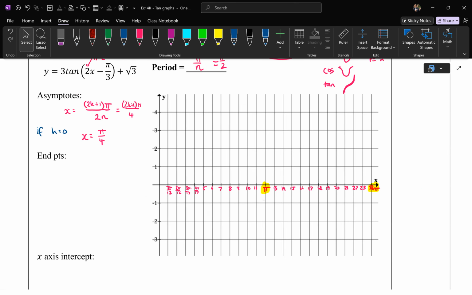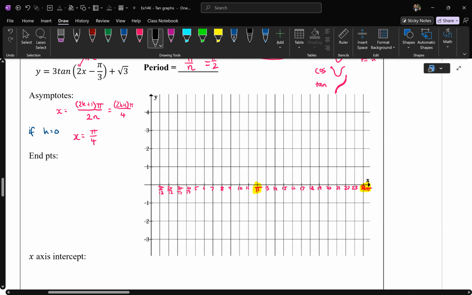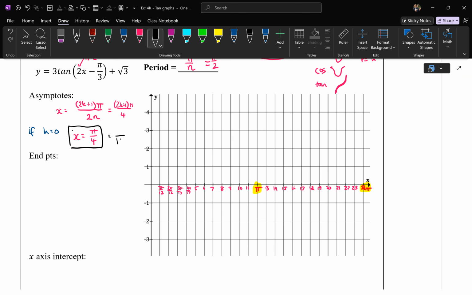Yeah? Now we said the first asymptote is x equals pi on 4. Now if it's all out of 12s, which one is it? Pi on 4 is the same thing as something out of 12. Times by 3. So top by 3, 3 pi.